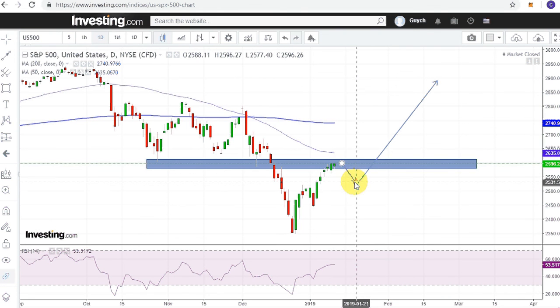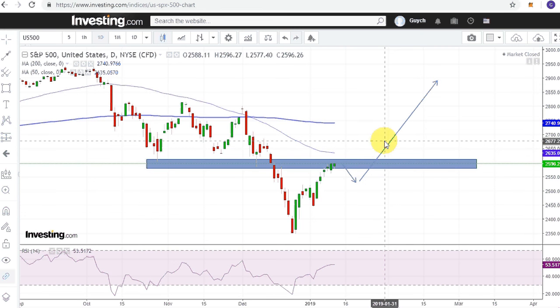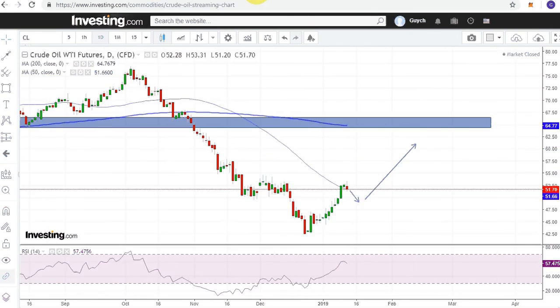Again, similar to crude oil, I think triple Qs are going to perform fine over the next several weeks rather than several days. So that is my view on gold, on crude oil and S&P 500.